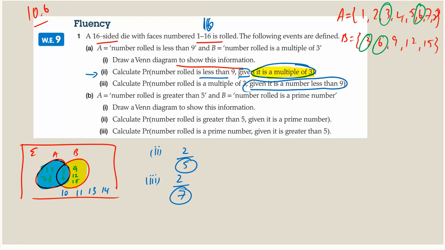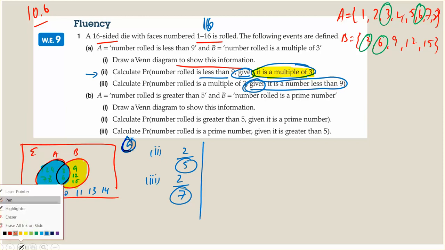Now for part B, that's part A. For part B, let's draw a Venn diagram. Okay, we want A's greater than 5: 7, 8, 9, 10, 11, 12, 13, 14, 16. And B is a prime number.